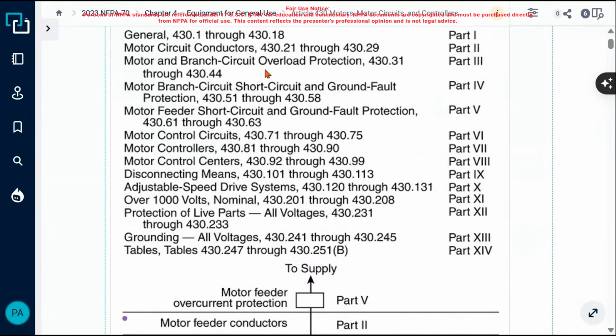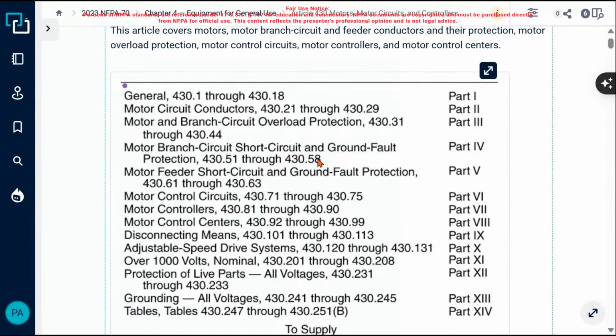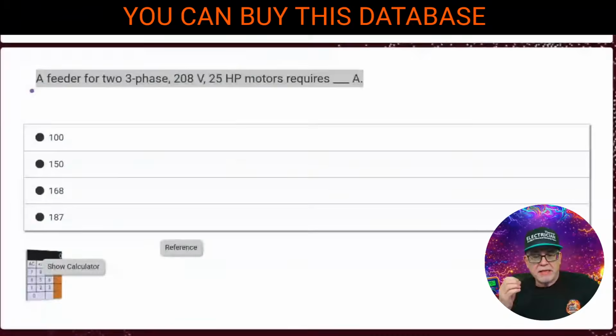But I also have here what we need to look for. So here's a motor's feeder short circuit, and here's a motor's short circuit. Here we go, motor and branch circuit overload protection. All these little things are right here where we need to find conductors, right? Here's motor circuit conductors, 430.21 through 430.29. Why is that important? Well, it wasn't specific about branch, and it wasn't specific about feeder, but it is talking about the circuit conductors. In our case, we're talking about feeder.